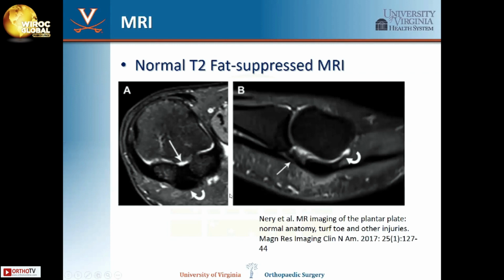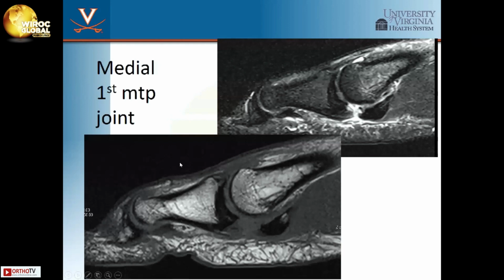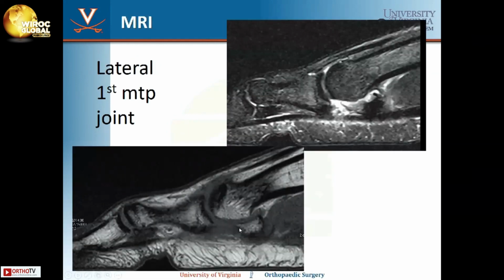MRI is very helpful in assessing these injuries, especially in the athlete. This is a normal T2 fat suppressed MRI showing intact plantar plate. This is the medial aspect of the joint, medial sesamoid, and an intact plantar plate here. This is my case. This is the medial joint. You can see complete disruption of those structures on T1, as well as fluid within the plantar plate on T2, and obvious sesamoid retraction. This is the medial aspect of the joint, and this is the lateral aspect of the joint, again demonstrating a complete plantar injury.